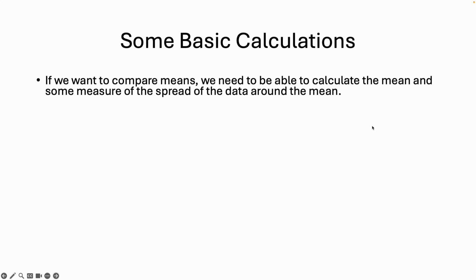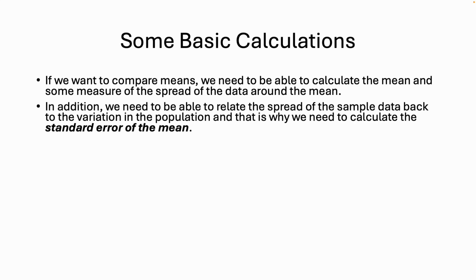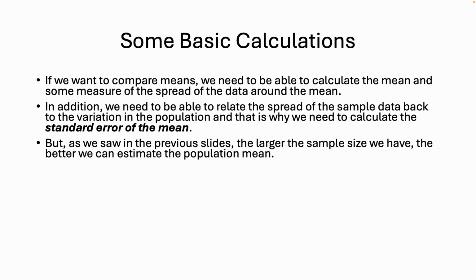So if we want to compare means, we need to be able to calculate the mean and some measure of the spread of the data around the mean. The spread of the data around the mean that we're going to want to calculate is the standard error of the mean. The standard error of the mean is what relates the sample that you've taken back to the distribution of sample means. And so that's what we're shooting for.